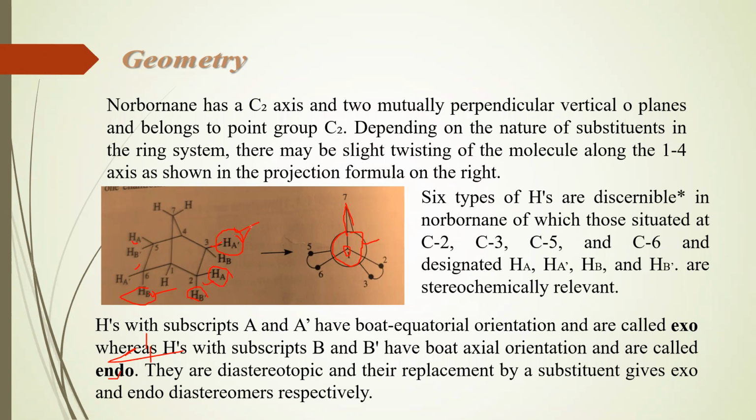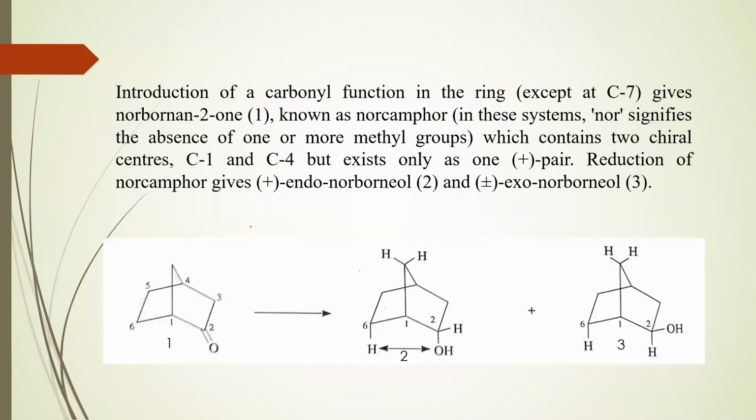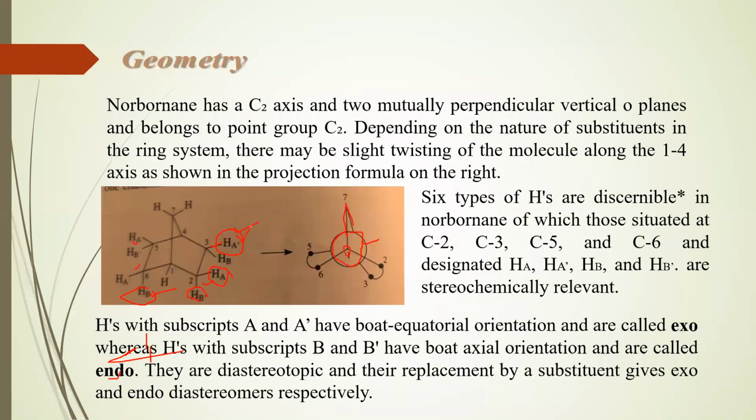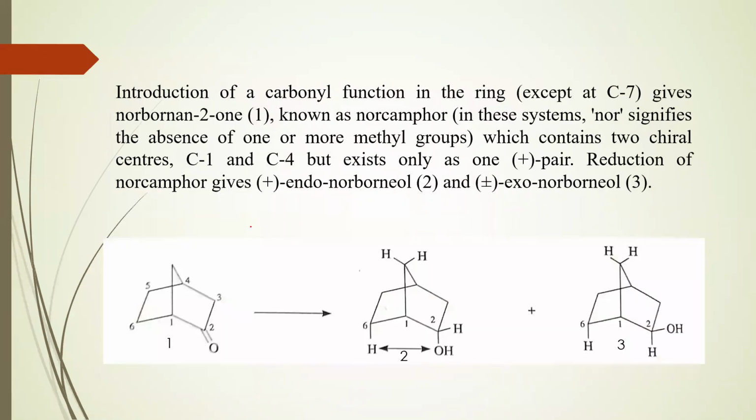There are two diastereomers present in a norbornane molecule, the endo diastereomer and the exo diastereomer. The introduction of the carbonyl functional group in the ring, except at C7, gives a norbornan-2-one. This is known as norcamphor.